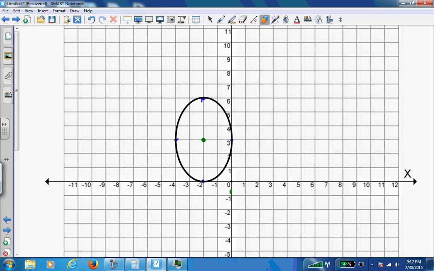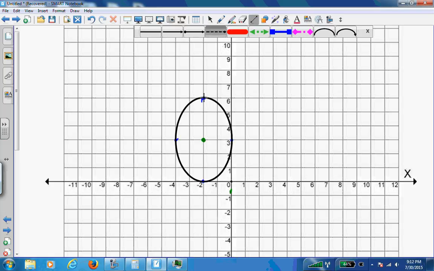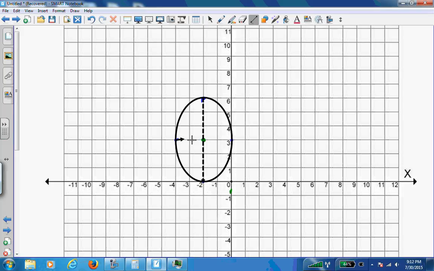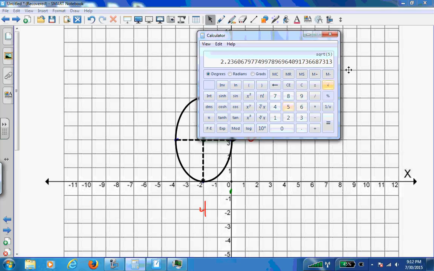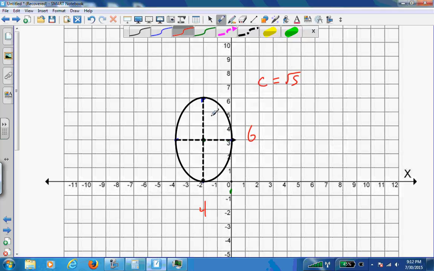There's our ellipse. We wanted to draw in our major axis and our minor axis. Our major axis has a length of 6. Our minor axis has a length of 4. If we want to put in our foci, remember c was the square root of 5, a little over 2.2. So we go a little over 2 up, a little over 2 down. That'll be our foci.